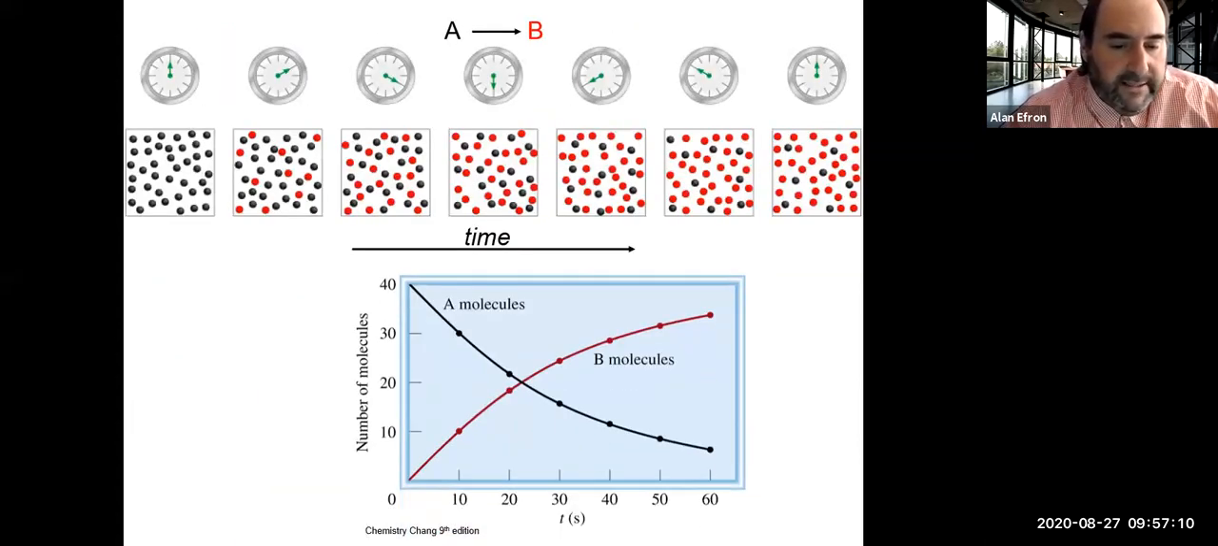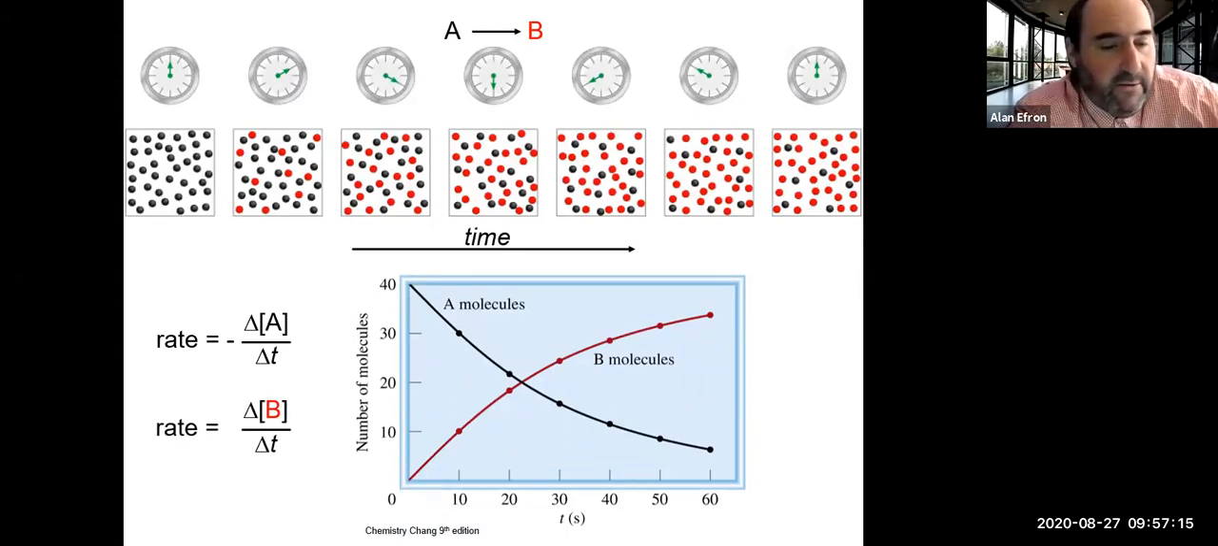So a couple of ways that we can visualize this, and kinetics in general does deal with a lot of graphs. So in this chapter, you will see a lot of graphs. You'll see a lot of pictures, and you'll have a lot of data information given to you in the kinetics chapter. One here, we can see visually what's going on at the top.